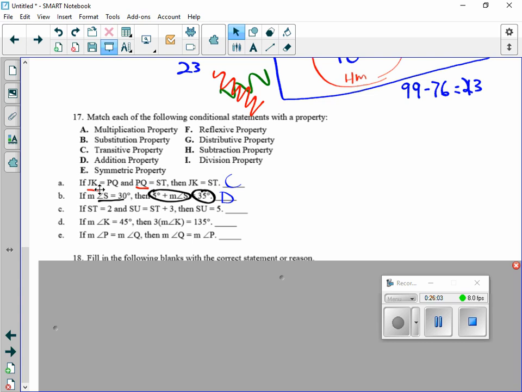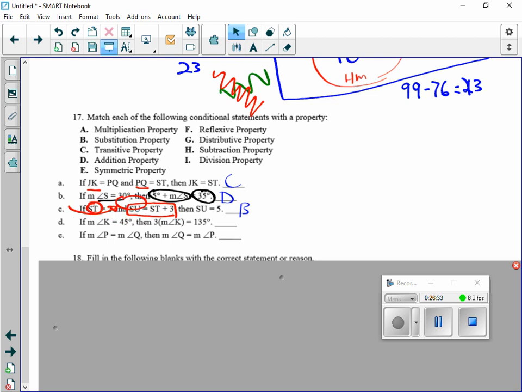All right, next one says if ST equals 2 and SUT equals 3, then this whole statement right here is equal to 5. So how did I go from this to 5? Put me on pause and see if you can figure out which one that is. That's the substitution property.